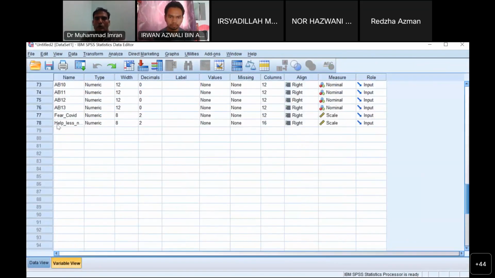See, another variable already calculated. Now, this is one way. One is our IV, another one is our DV. You must calculate because all items. Now here in fear, we have all 7.